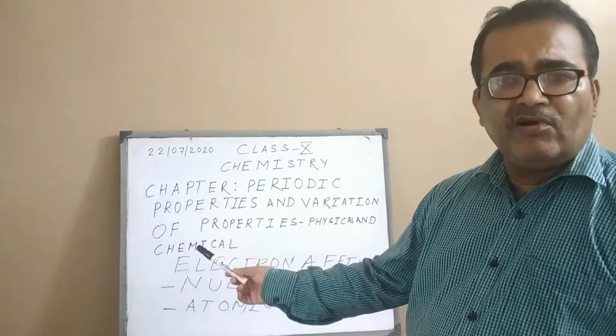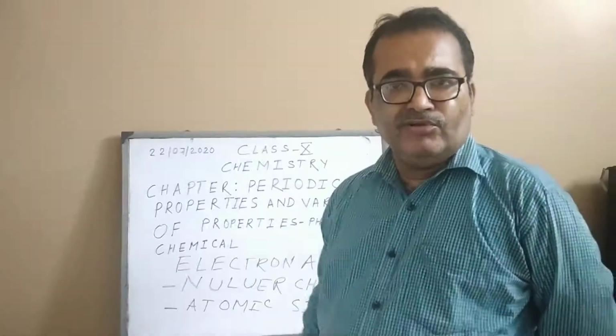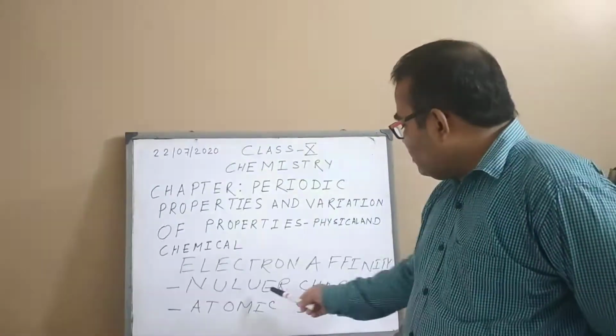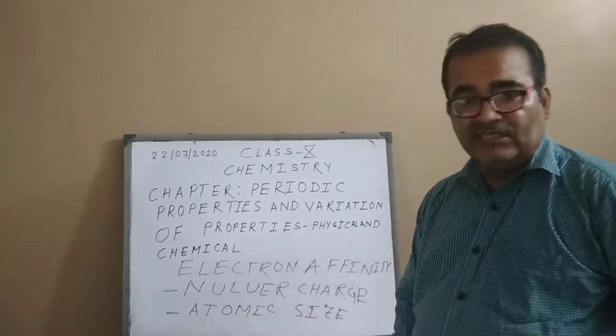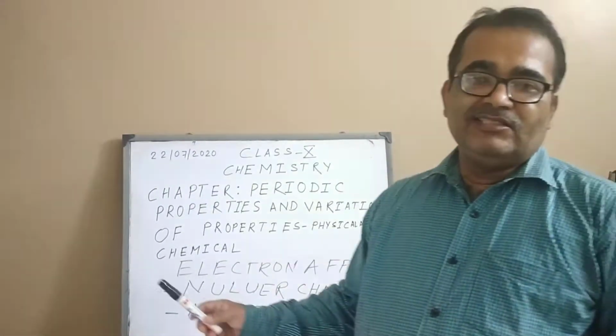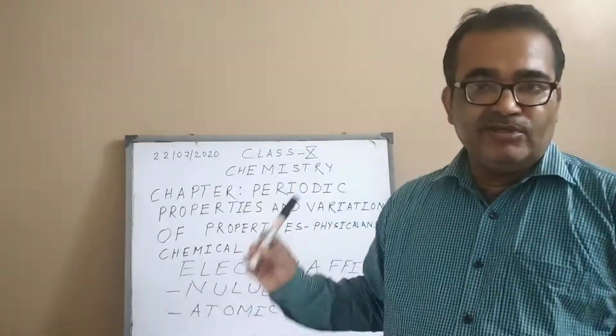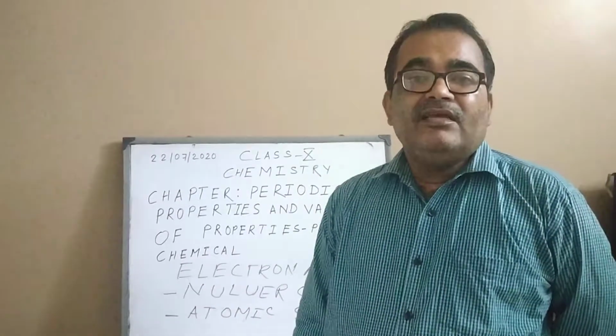Now, as we move from left to right along a period, nuclear charge increases. Atomic size also decreases. So as a result of which from left to right along a period, electron affinity increases.